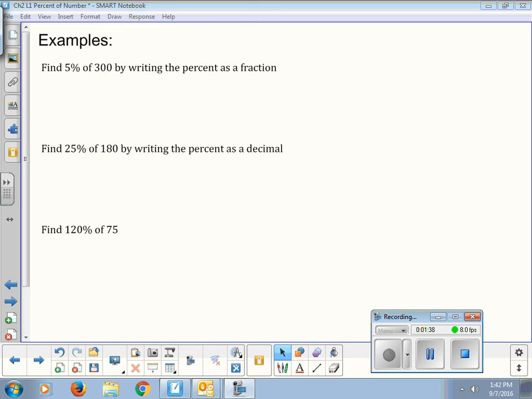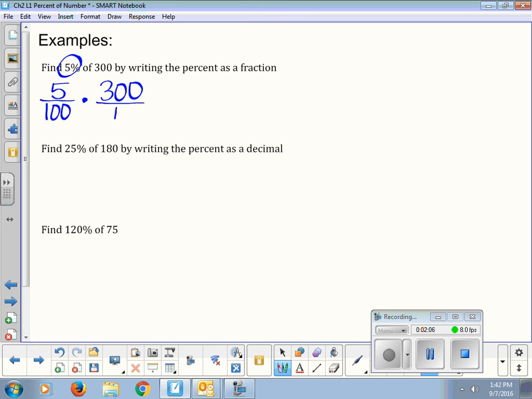Okay, we are going to try the first three examples together. The first one: find 5% of 300 by writing the percent as a fraction. So we look at 5%. How would we write that as a fraction? 5 over 100. And we want to then multiply it by our total. So we're multiplying by 300. And how do we write 300 as a fraction? Over 1. So then we're going to go ahead and multiply our numerators. 5 times 300 gives us 1,500. And 100 times 1 gives us 100. Can we simplify this? If we divide both by 100, we get 15 over 1, which we know equals 15.